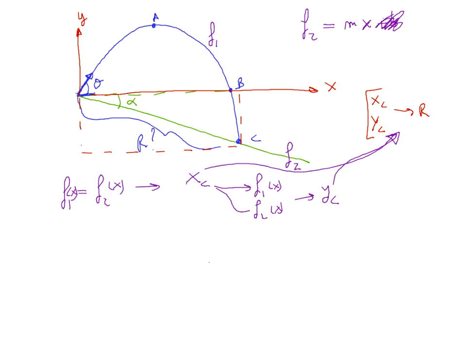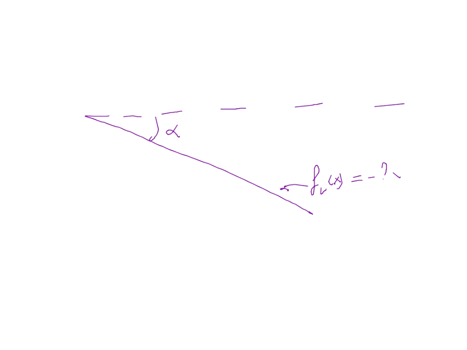Let me use another board. What I'm going to do is zoom into the departing point. We want the equation of this, and we know it's negative blah blah times x. Excellent, Alan.